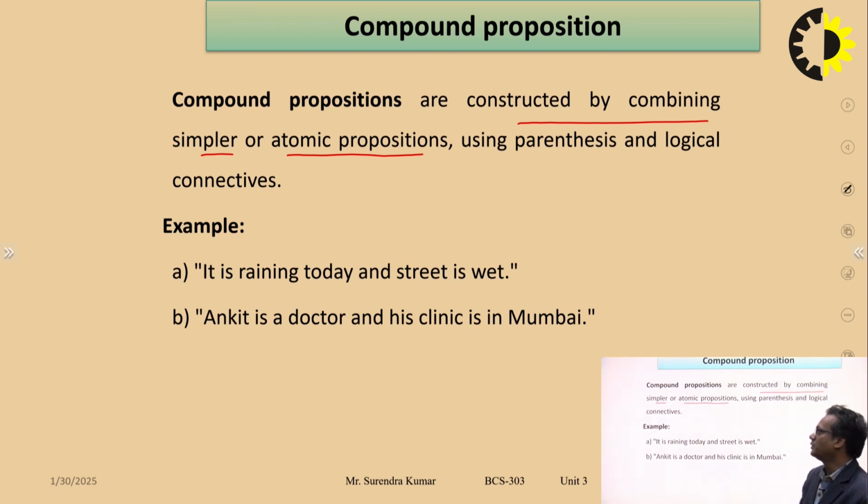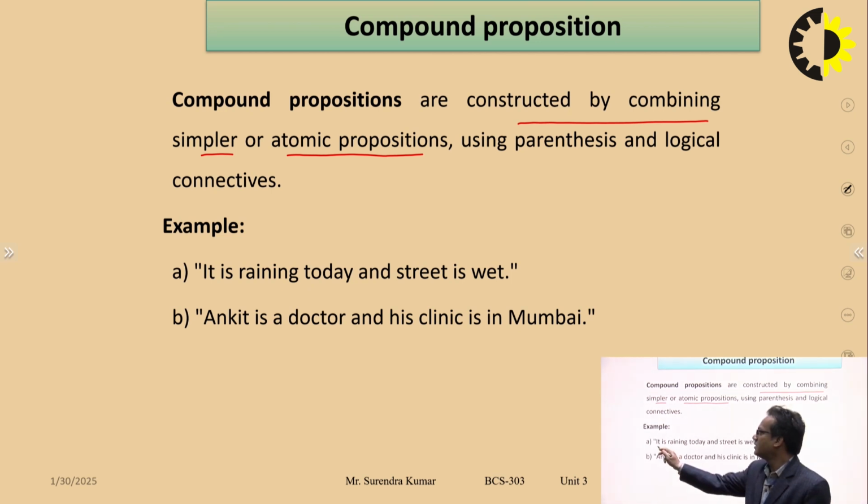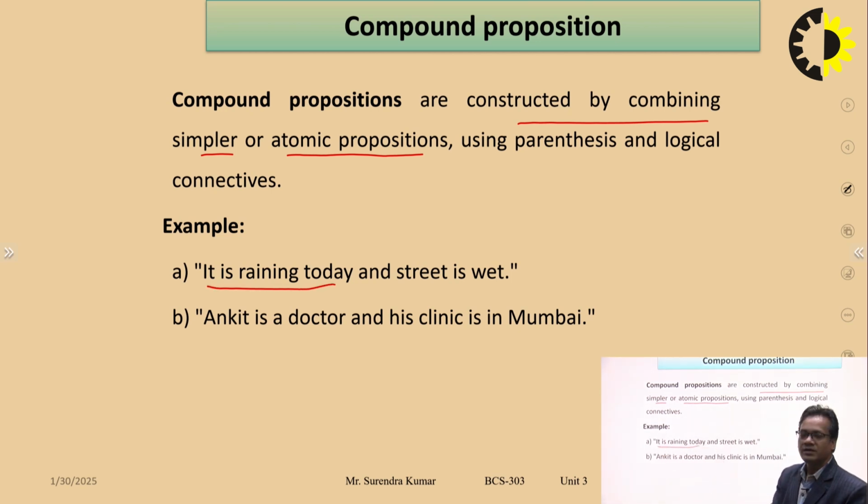Here we take an example. It is raining today is an atomic statement or proposition. Street is wet is again an atomic proposition. But if we combine them with the conjunction, this symbol and, then this will now be a compound proposition. So we are combining, it is raining today and street is wet. The complete statement is now a compound statement.